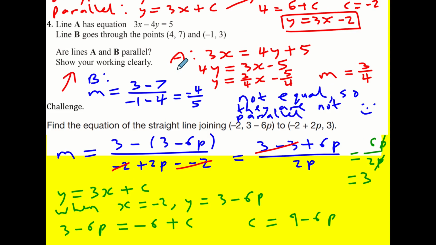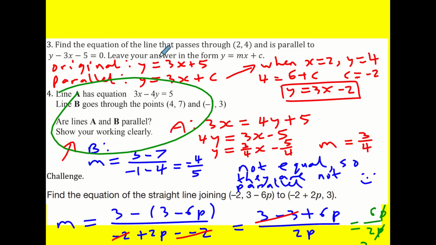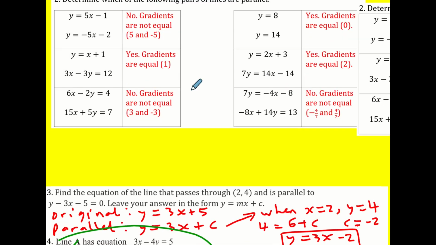So basically, you want to be able to deal with questions like this now. So you might have to deal with 2 points, and you might have to deal with rearranging, and we can deal with ones like this, and we can basically say when equations are parallel or not.